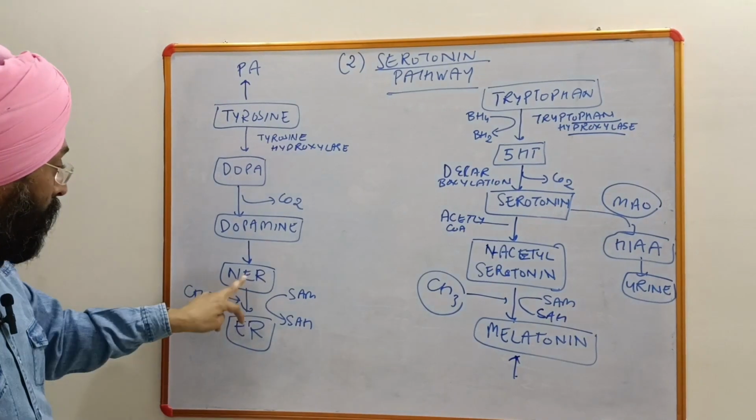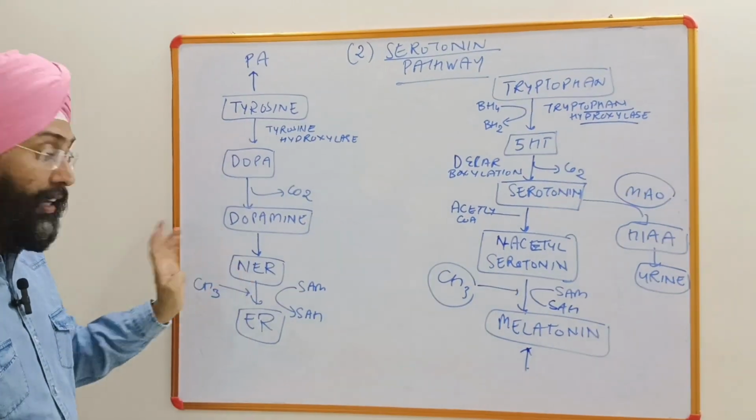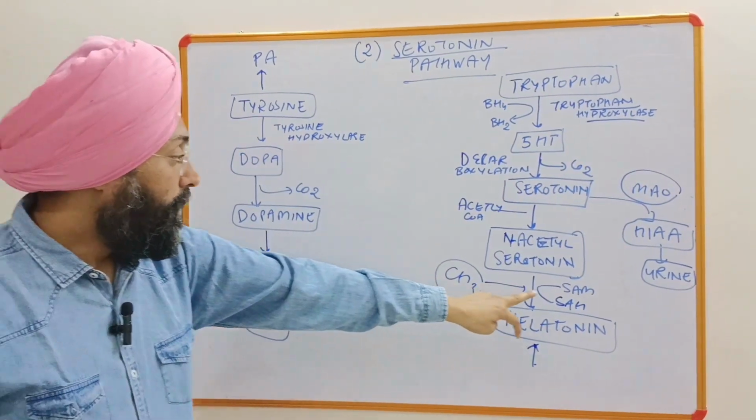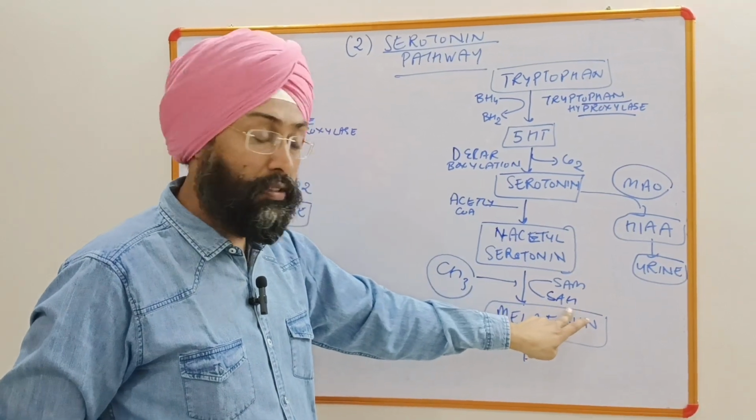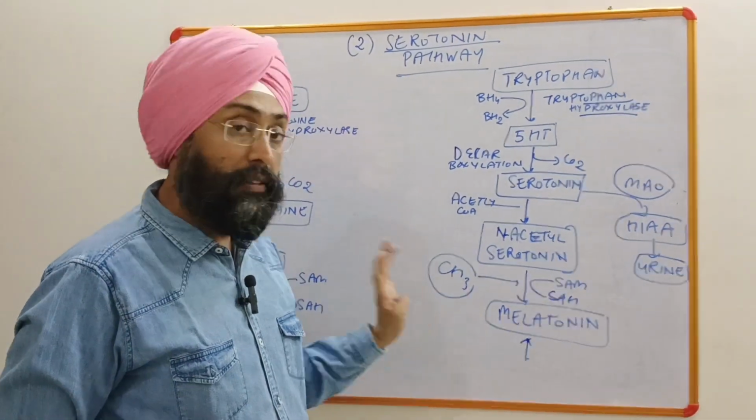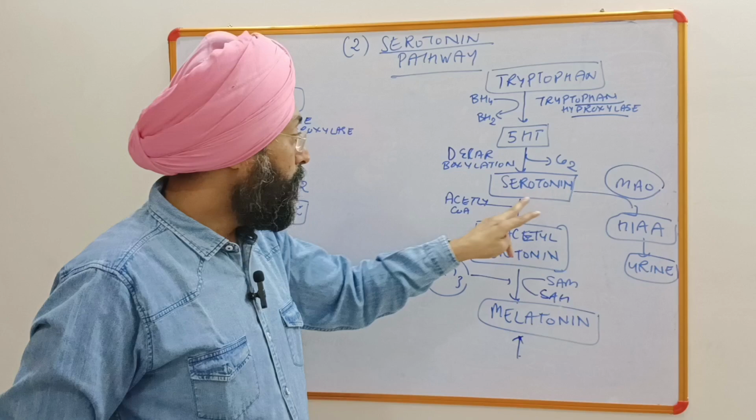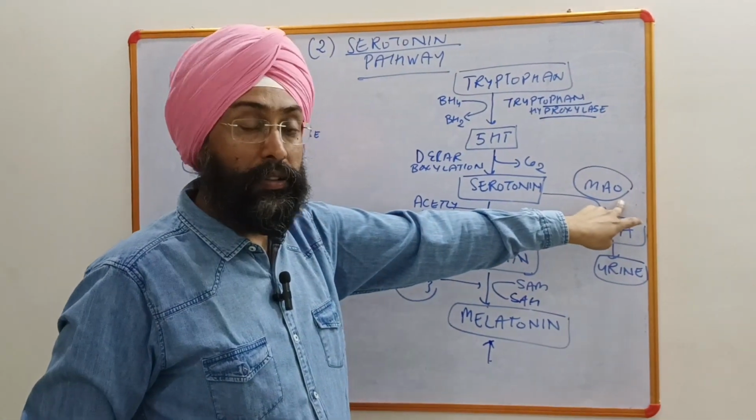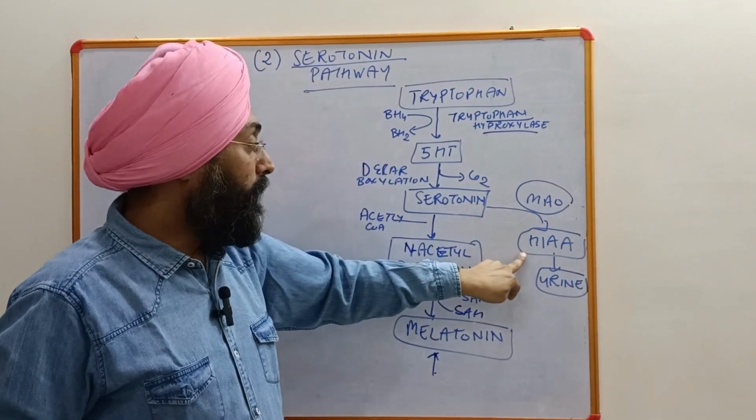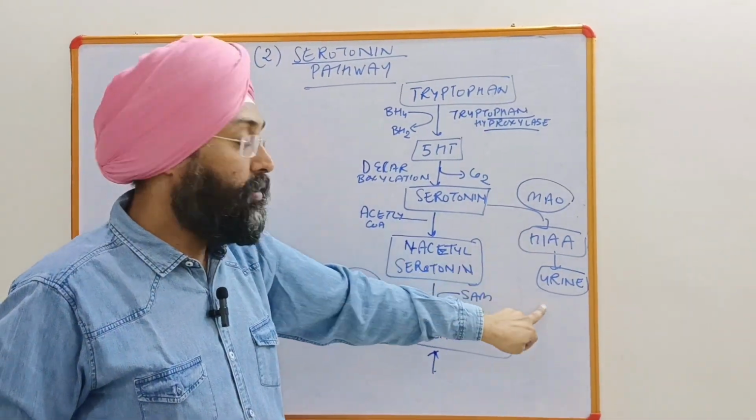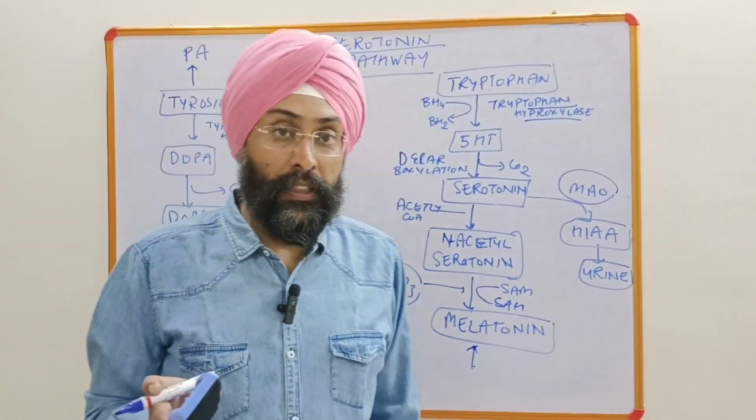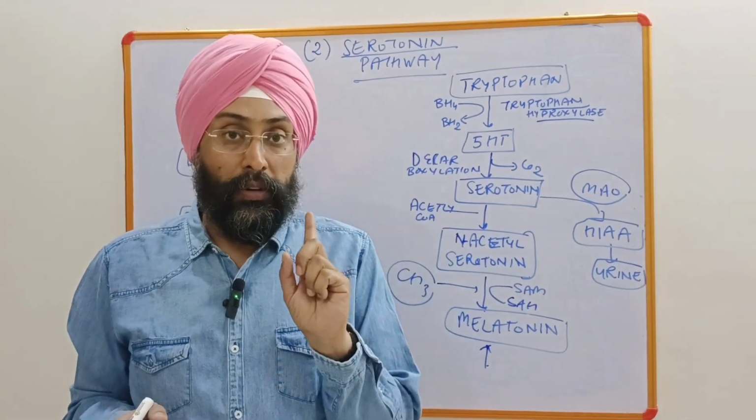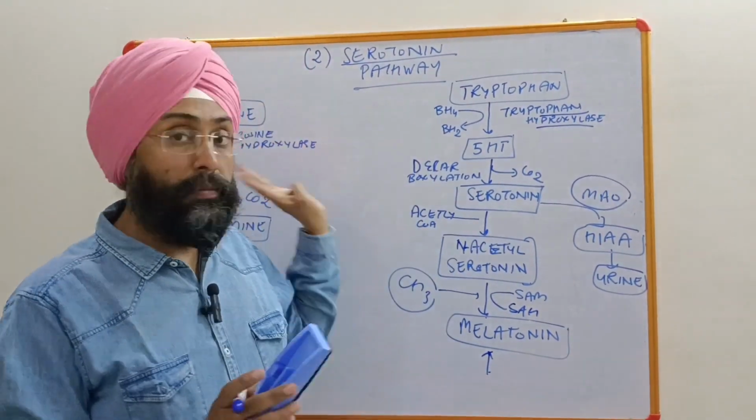It undergoes, like norepinephrine to epinephrine, a methylation reaction. In the same manner, S-adenosyl methionine to S-adenosyl homocysteine to form melatonin, that is our sleep molecule, right? And to excrete it into the urine and degrade it from the body, it undergoes a monoamine oxidase reaction to form hydroxyindole acetic acid, and it is secreted in the urine. So this is the pathway. Two pathways are there: the kynurenine pathway and the second was the serotonin pathway.